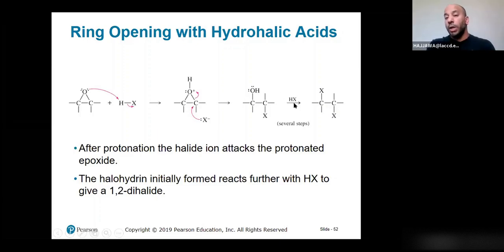Do this again with HX. This is a reaction we have seen earlier. Reacting an OH with HX will basically protonate the OH and eventually have the halide inserted. So you end up making a dihalide. So having an epoxide reacting with HX, you will end up making a dihalide.